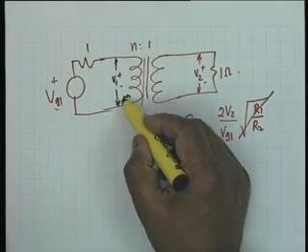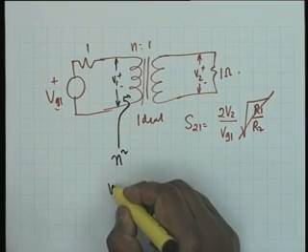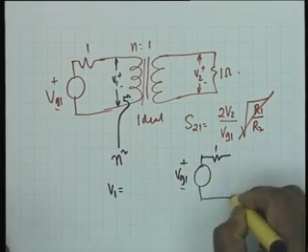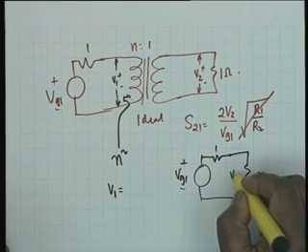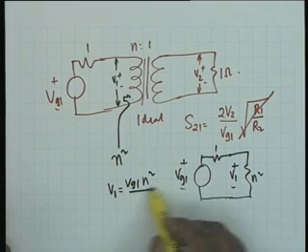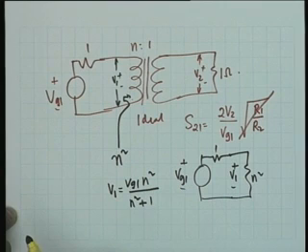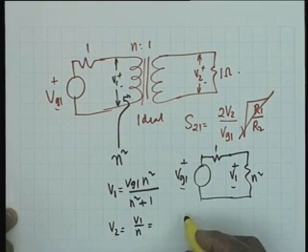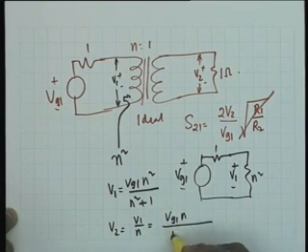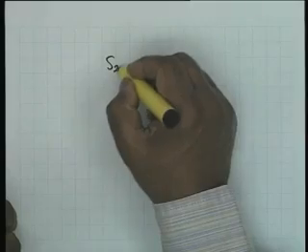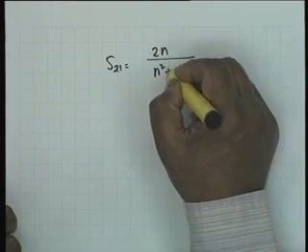and since the impedance looking here is N squared, the equivalent circuit is this. In case you have not followed this, what we see here is a resistance N squared, and this is V1. Therefore, V1 is equal to Vg1 times N squared divided by N squared plus 1. And V2, because the transformer is ideal, is V1 divided by N. So this is Vg1 multiplied by N divided by N squared plus 1. So that S21, which is 2 V2 by Vg1, shall be given by twice N divided by N squared plus 1.